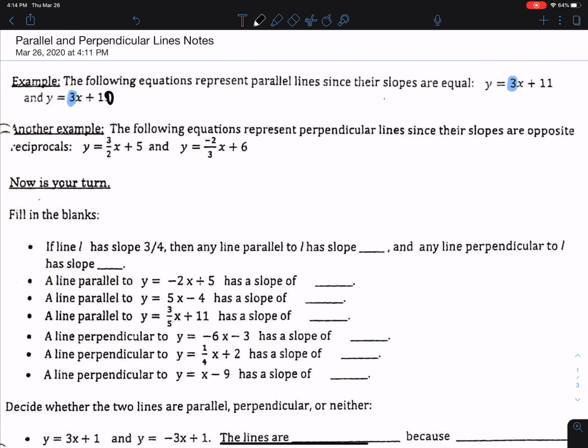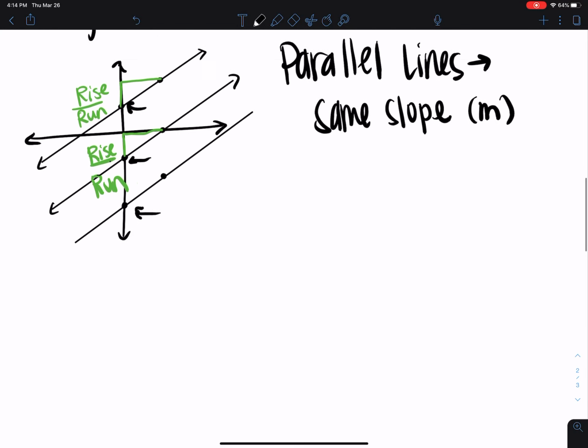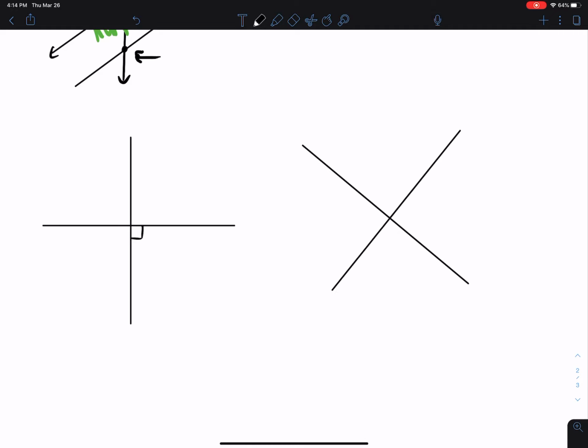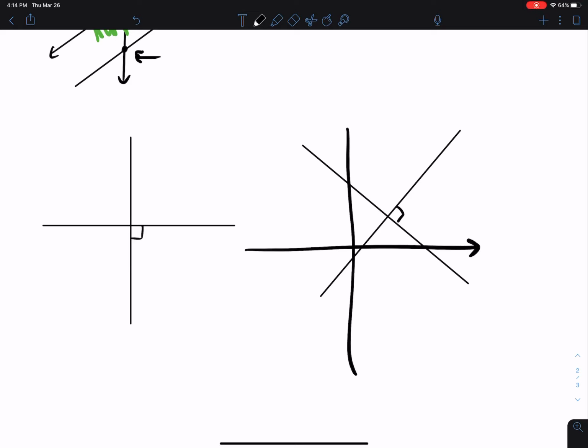So if the number in front of the x is the same, then they are parallel. Now with perpendicular, those are lines that intersect at a 90-degree angle. So this is 90 degrees. And even if we had ones that were diagonal, so let's say this is our first line and this was our second line, that looks like it's about 90 degrees. Let's say that this is on a coordinate plane like this, and these are our lines.